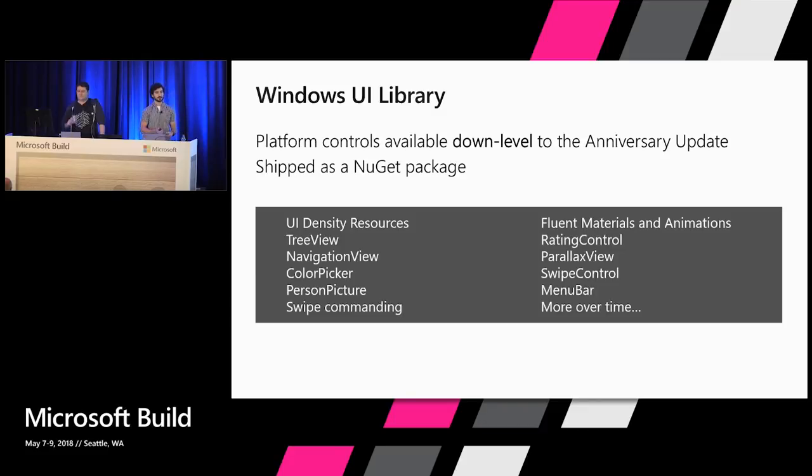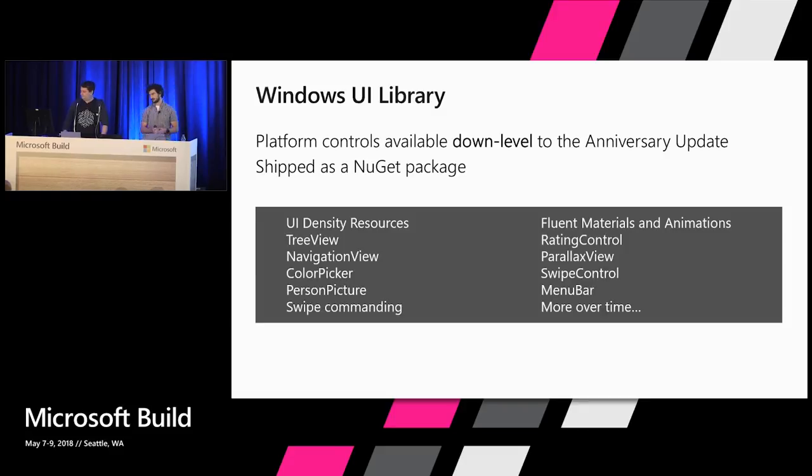And so some of the things that will be coming in Windows UI later this year are UI density resources, Fluent materials and animations, and a whole bunch of controls that have been released in the platform already, some of them, and some of them are new. But not all of them go back to the Anniversary Update of Windows 10. For example, the TreeView control just came out recently, and we're actually adding more features to it in the Windows UI library and a whole bunch of other stuff.